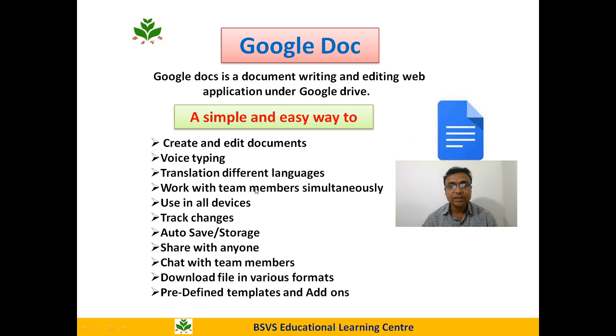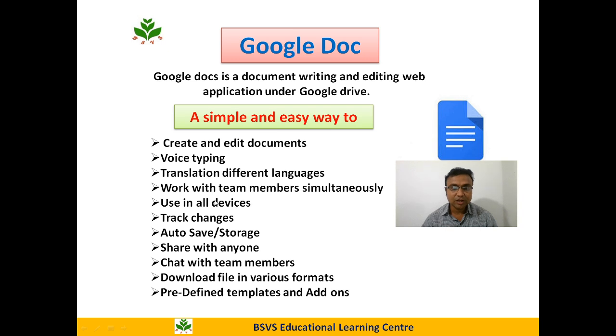Then another is working with team members simultaneously. It means that suppose you create a Google Doc, like a research paper, you can share it, and all the collaborators or co-authors of the research paper can simultaneously edit the document and make changes. Whatever changes or additions take place can be easily accessed in the Google Doc. When you share this Google Doc, it may be shared with a number of people, and they can simultaneously edit the document also.